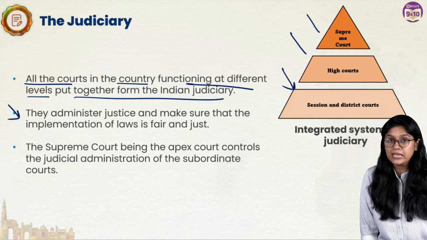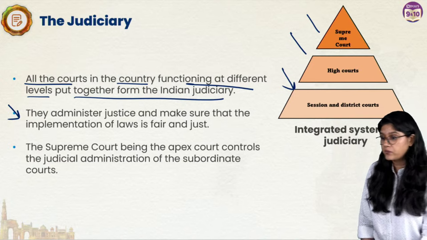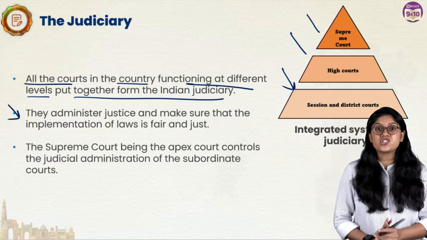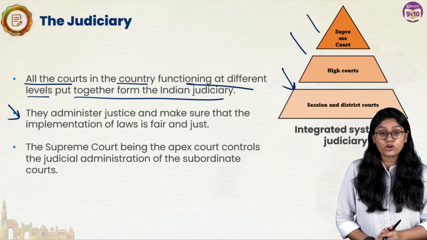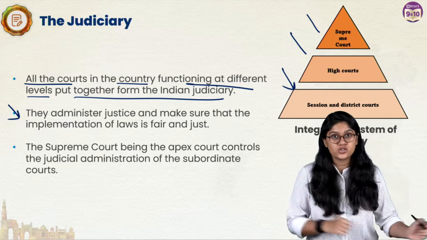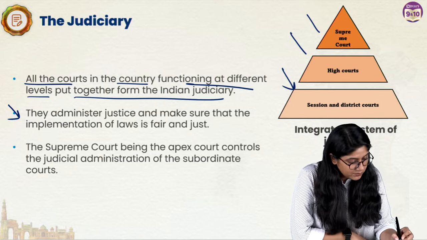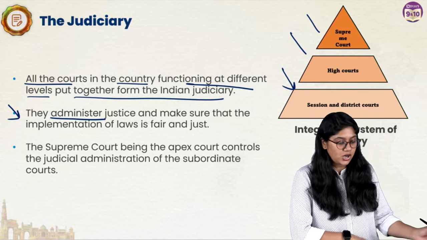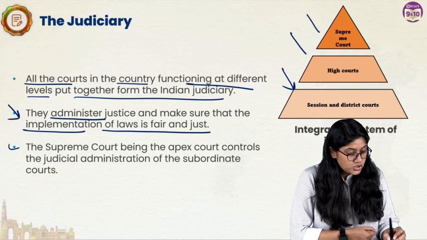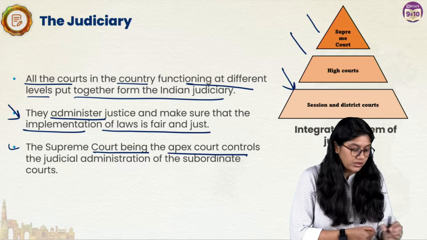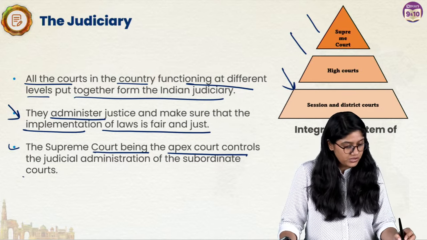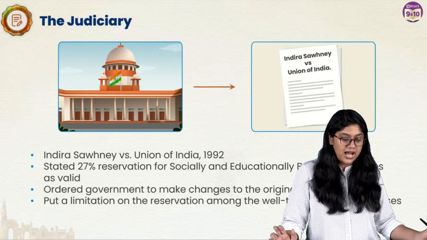Whatever laws are being made, whatever policies are passed, now have to be checked whether they are being followed properly or not. That will be taken care of by the judiciary, to make sure that the implementation of the laws is fair and just. The Supreme Court, being the apex court, controls the judicial administration of the subordinate courts. The Supreme Court is the highest.